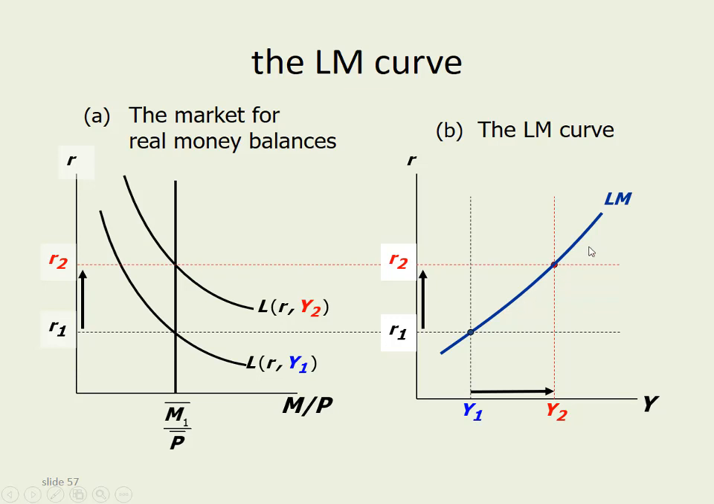So these combinations here are the combinations of output and interest rates where there's equilibrium in the money market. So the liquid money market is in equilibrium on this curve here.